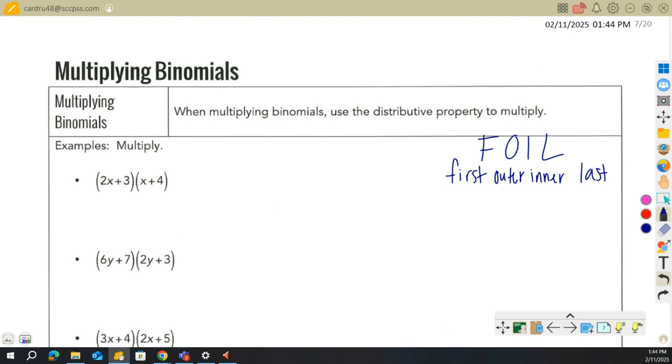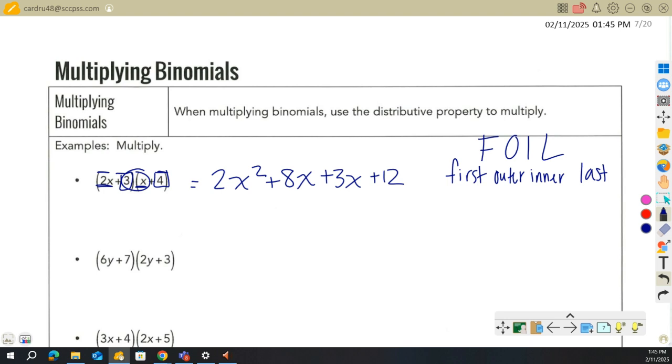And what FOIL tells me is I'm going to multiply the first terms from each binomial together. So that would be 2x times x, which is 2x squared. Outer tells me the outer terms. So this is the outer term and this is my outer term. So 2x times 4 would be 8x. Now my inner terms, so the inside, would be 3 times x, which is just 3x. And then my last terms, which will be 3 times 4, which is 12.